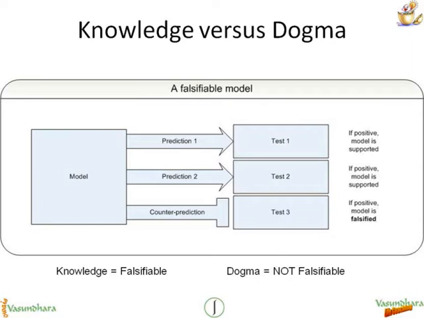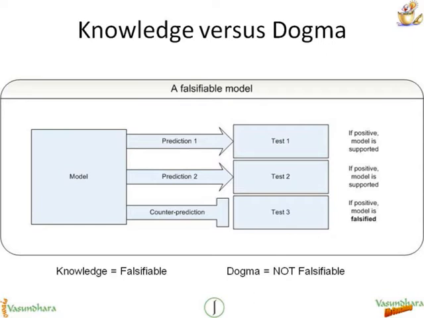unless you are able to express or define your model of reality in terms of things which can actually fail it, which can actually prove that it is a wrong model, which can falsify it, you can't really be laying claim to have advanced knowledge, because necessarily knowledge must be falsifiable. That's how knowledge moves forward.